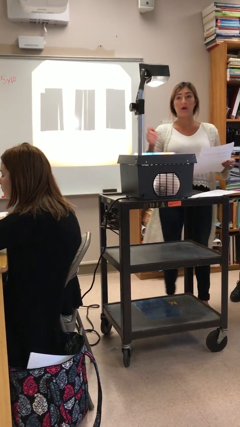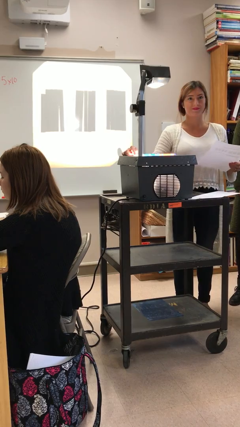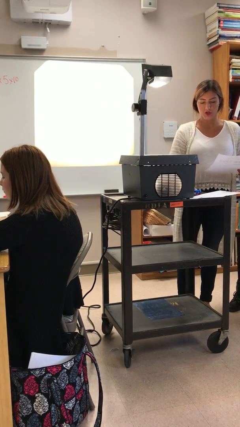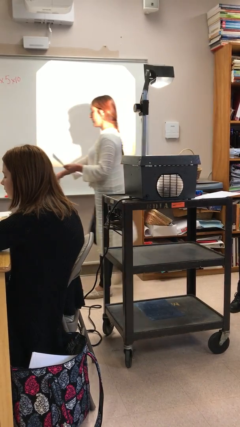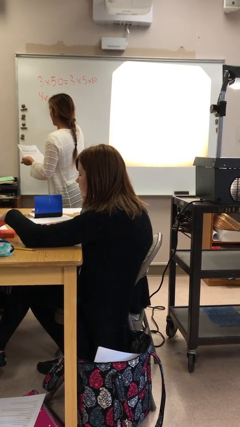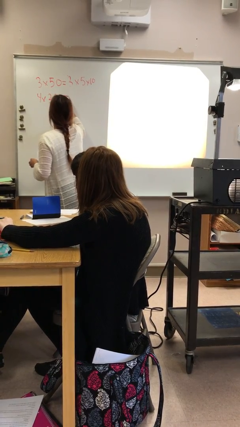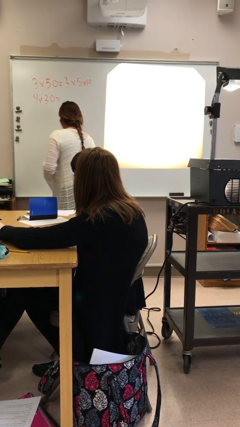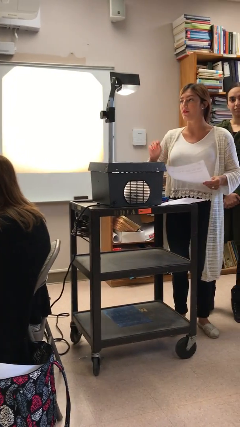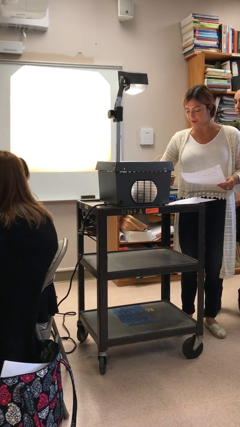So then, any questions on this one? No. Okay. Then we would do the second multiplication problem, which is 4 times 30. So now, since you just did the first one, how many groups do you think we're going to have? 4, because that's the first number.